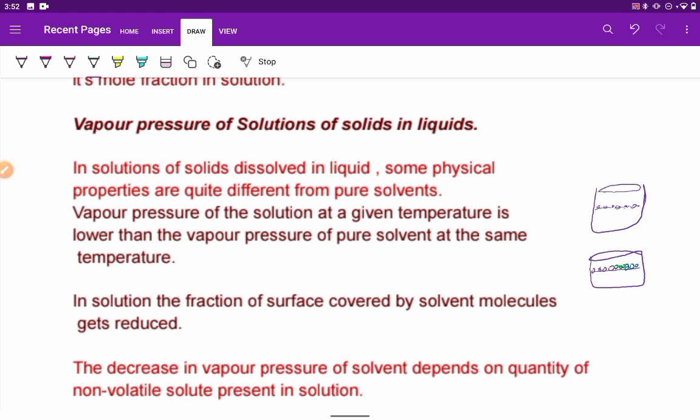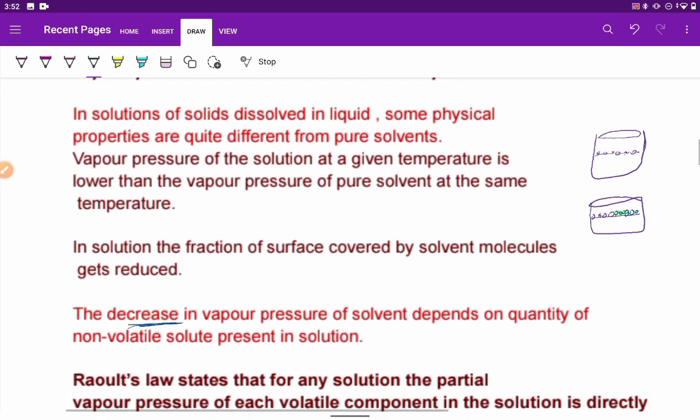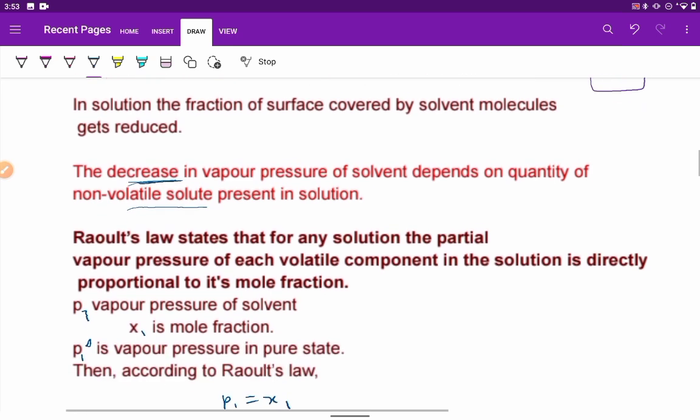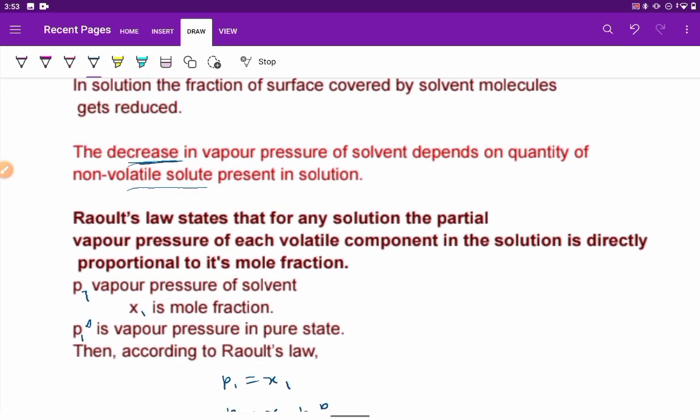And how much decrease there is in the vapor pressure of the solvent depends on the quantity of non-volatile solute. So the quantity of the solute will decide the decrease in vapor pressure of the solvent.